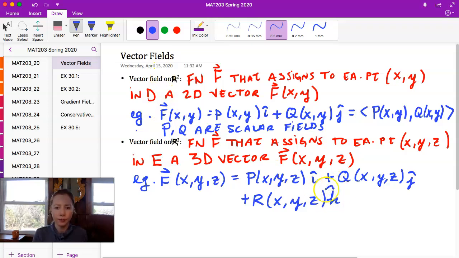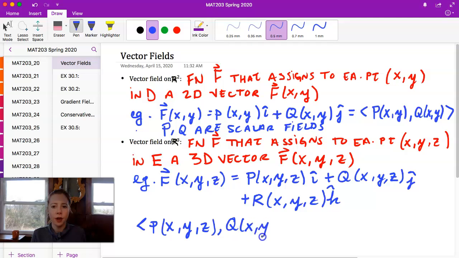So once again, we could write it in this vector notation. P of x, y, z is our i hat coefficient. Q of x, y, z is our y or j hat coefficient. And r of x, y, and z is our k hat coefficient. So it would look like that. And P, Q, and R are, of course, scalar fields.